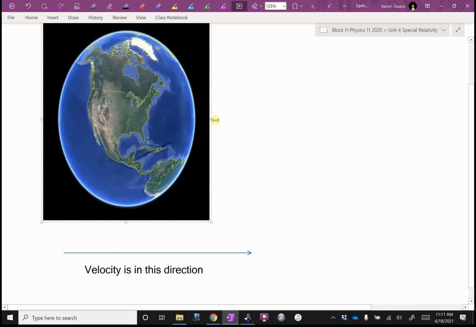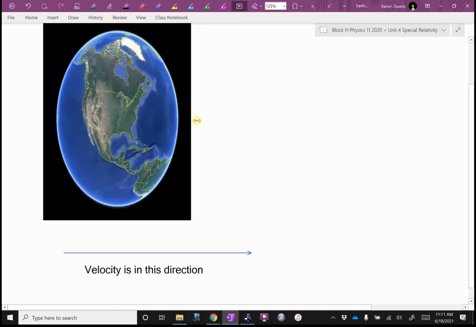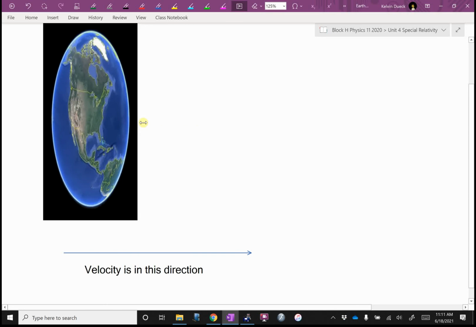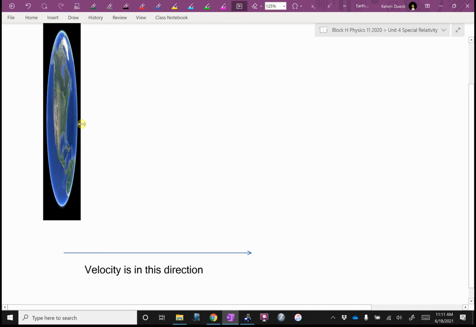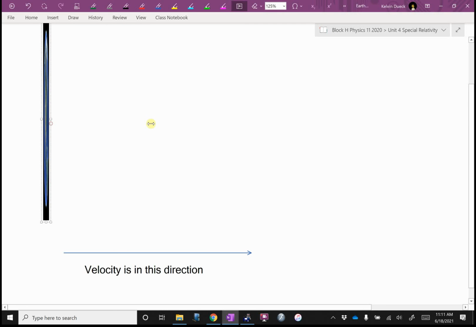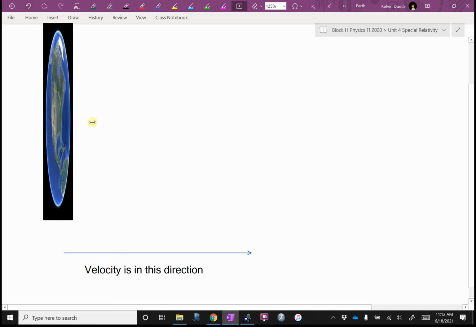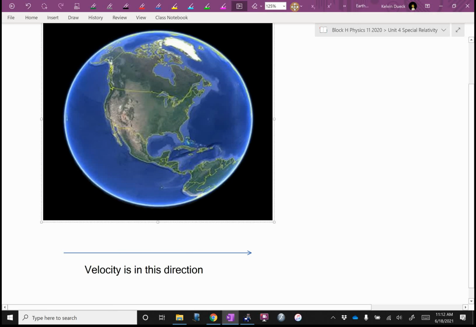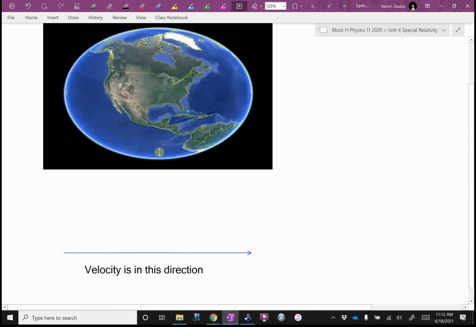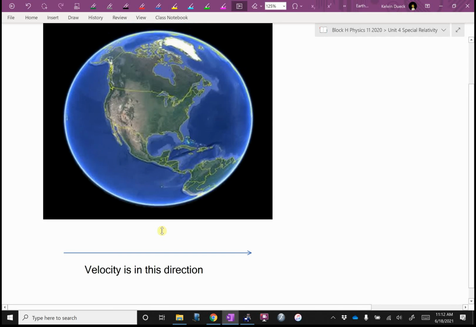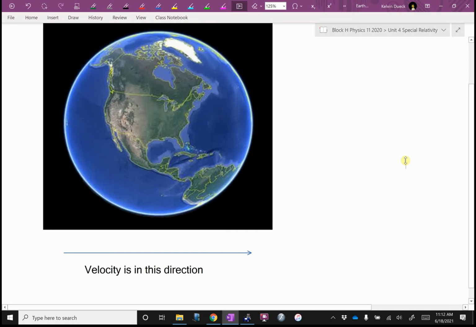Let's suppose you go at about 80% of the speed of light, 90%, 99%, and there would come a point where you would see the Earth looking like that. It would shrink in the direction of your travel, but it would not shrink in the perpendicular direction to your travel. If you traveled vertically, then you would see it shrinking in that direction. It's basically a cookie.